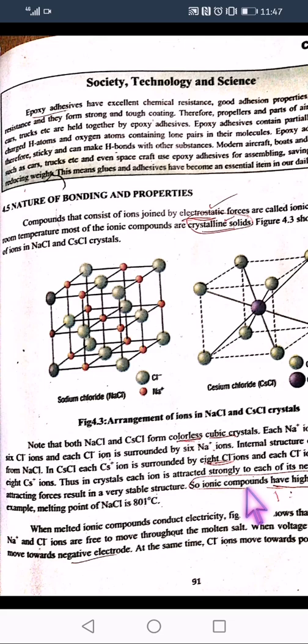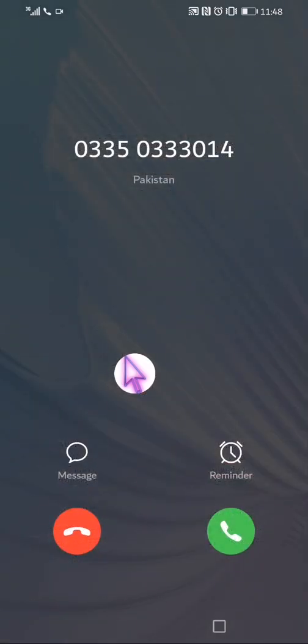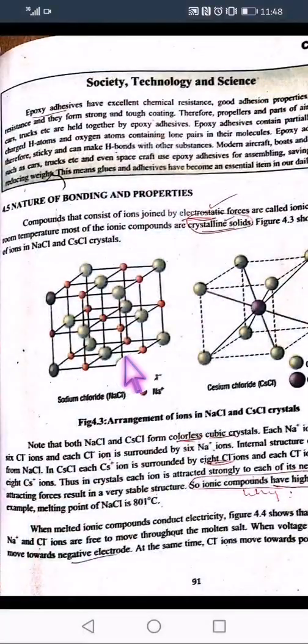Now there comes a short scientific question that normally comes in the board paper too. They ask, ionic compounds have high melting points, why? You have to tell them, as they have the crystalline structure even at room temperature, they are very stable, and they have high melting points. For example, you have to draw the structure of NaCl, and tell that each sodium is surrounded by 6 chloride ions and each chloride ion is surrounded by 6 sodium ions.